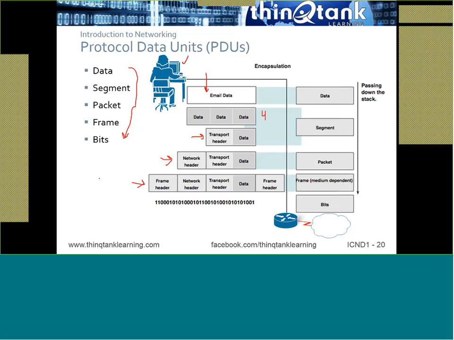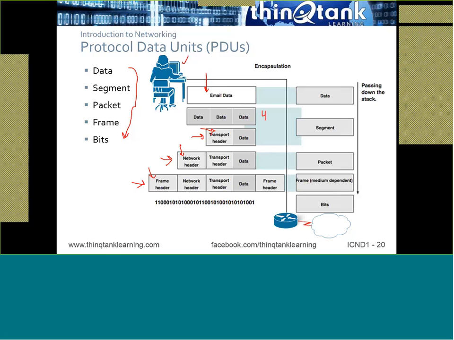And what device is going to use this header to make a decision? A router, because that's the layer 3 header. What device is going to use this header to make a decision? A switch, because that's the layer 2 header. What device is going to use this header to make a decision? A host, because that is the transport header. So the headers contain information necessary to get the bits from here to there.